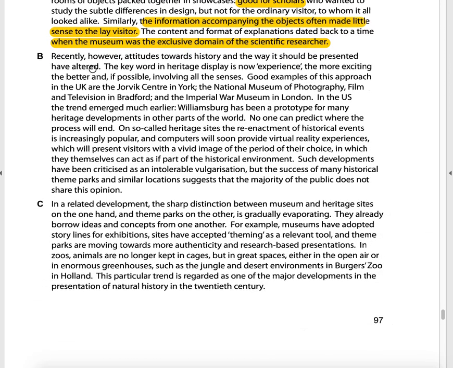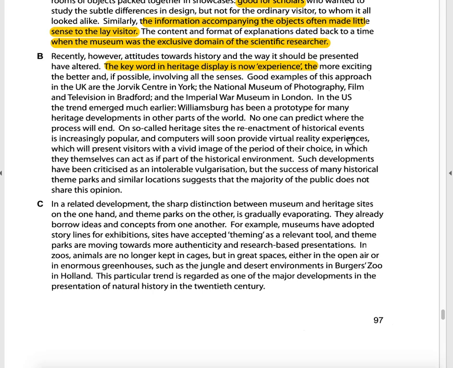So in recently, current now. So it says have altered the way it should be presented now. Experience is the key. The more exciting, the better. Okay, some examples. So I think this is an important sentence. Remember, we should look at the beginning sentence, the middle. We're going to read a little bit more. The trend. Heritage sites. So here we're talking now about heritage sites.